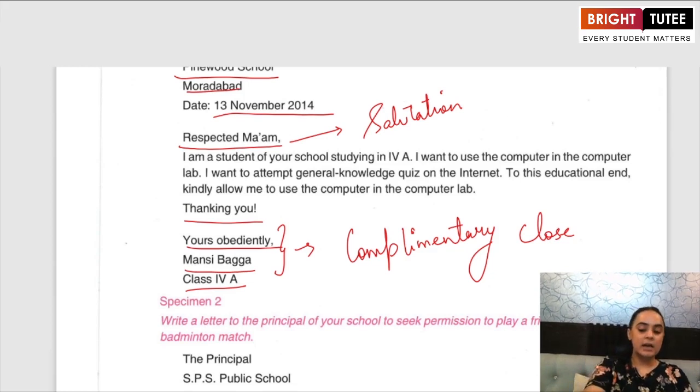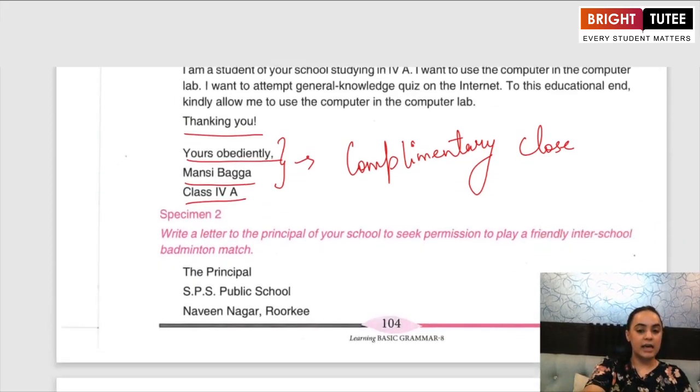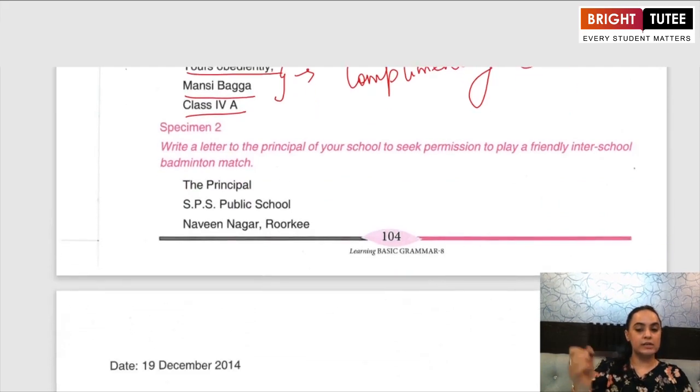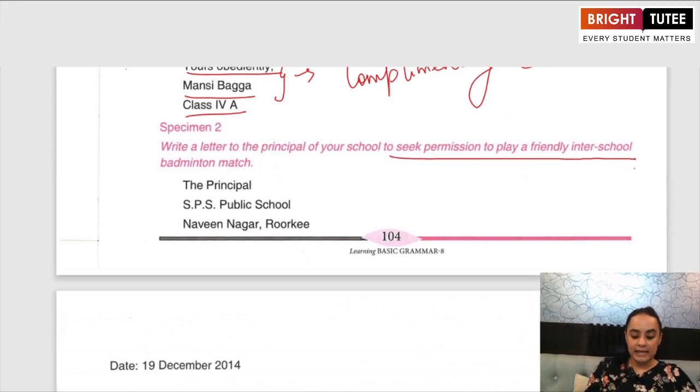Now, the second type of formal letter, again the specimen which is given to you, is to write a letter to your principal to seek permission to play a friendly inter-school badminton match. So, you want to play a friendly inter-school badminton match, and that is how and why you decided to write a letter to the principal of your school. So again, you write the receiver's address in the 3 lines.